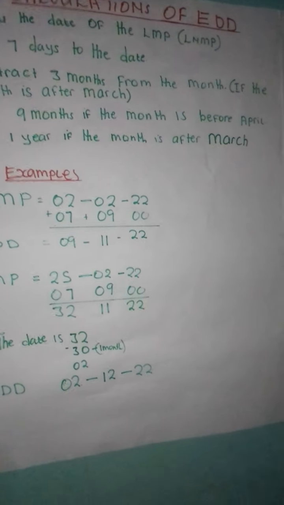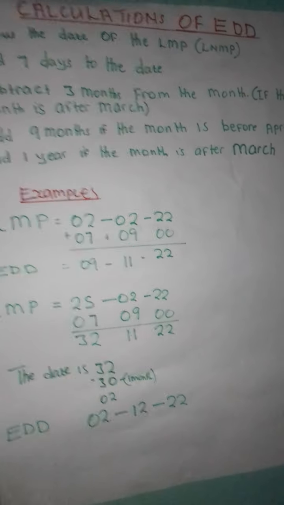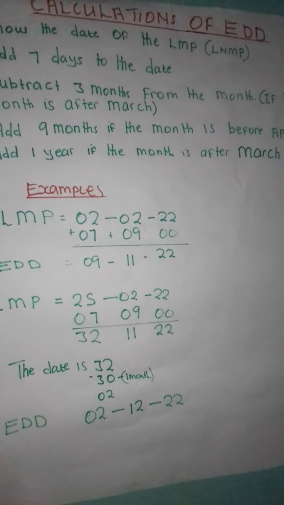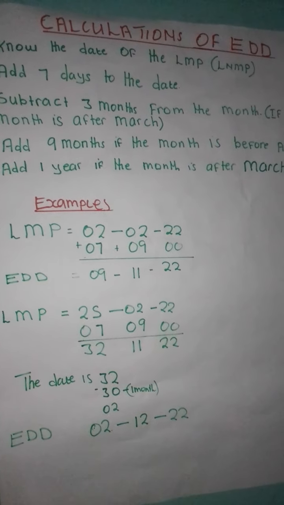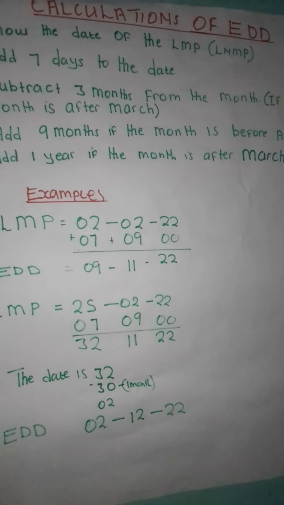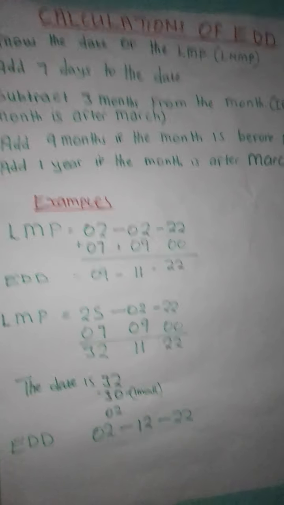Hello, you're welcome. Today we are discussing calculation of EDD, which is the expected date of delivery. We are saying estimated date of delivery. Remember, this is just an estimation. So when this calculation has been done, it's just an estimation as to when the person will deliver, when the mother will deliver. All right.